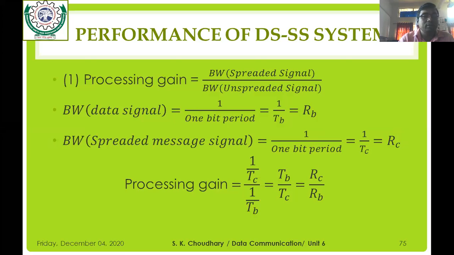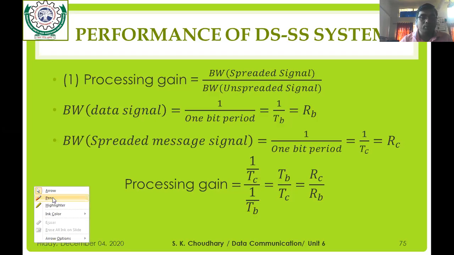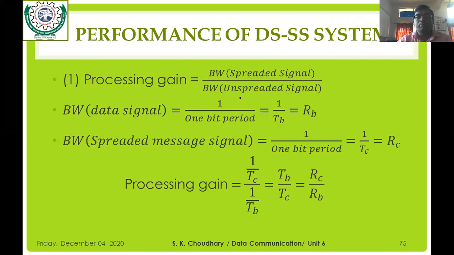The first important performance parameter is the processing gain. What is the formula of processing gain? Processing gain is nothing but the bandwidth of the spreaded signal upon the bandwidth of the unspreaded signal. Actually, it is the gain achieved after the spread spectrum technique over the unspreaded signal. The bandwidth of the unspread data signal is 1 upon the bit period, 1 upon TB.